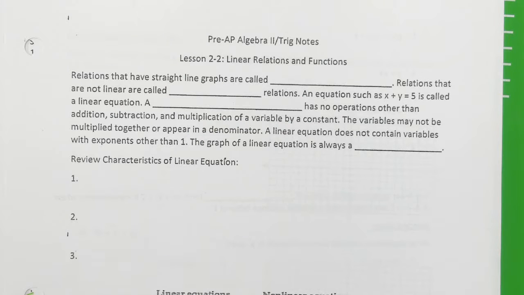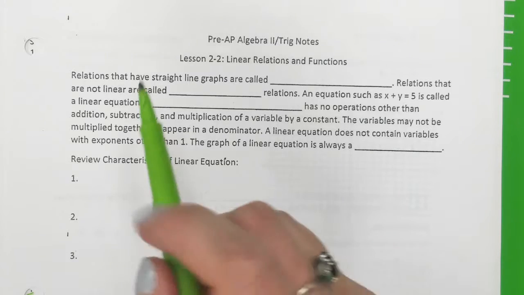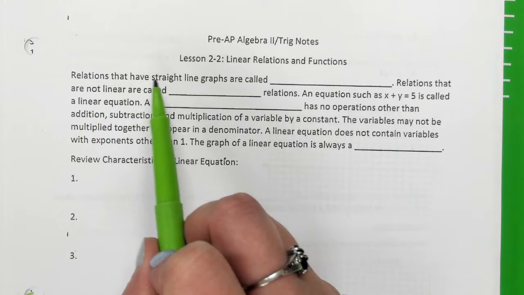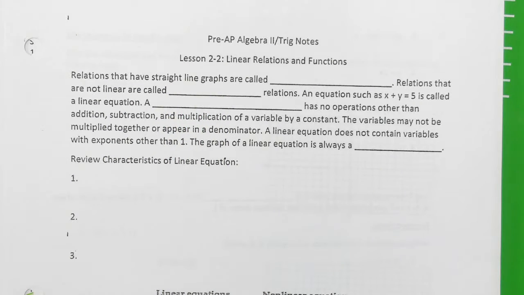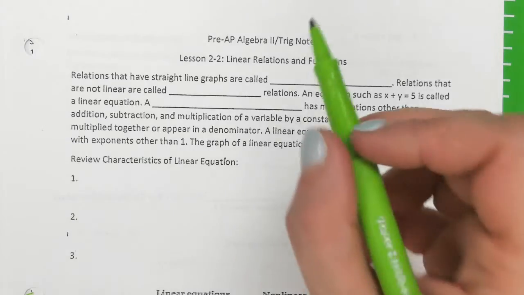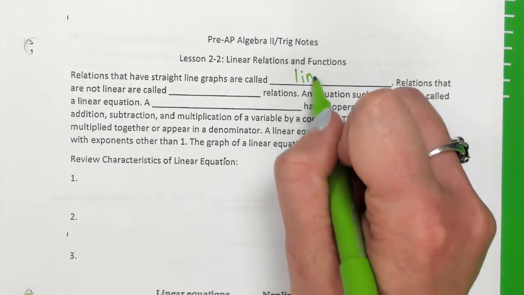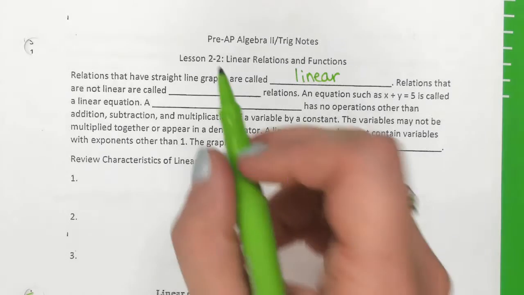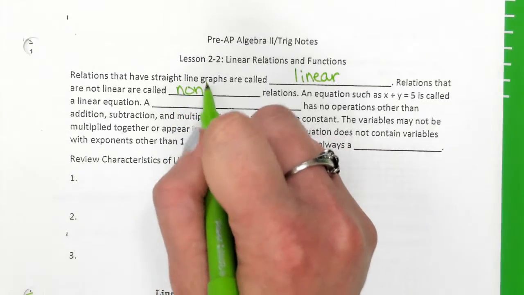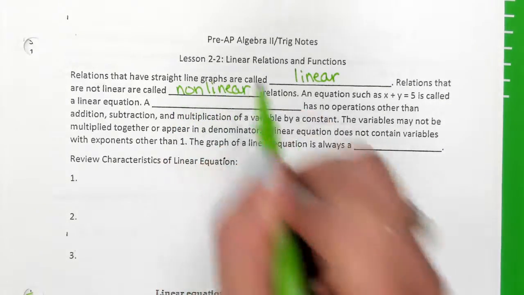Linear relations and functions, right? You got that in your head? Okay, keep that in your head. Here we go. Relations that have a straight line graph, what are they called? They're called linear. Relations that are not linear are nonlinear.